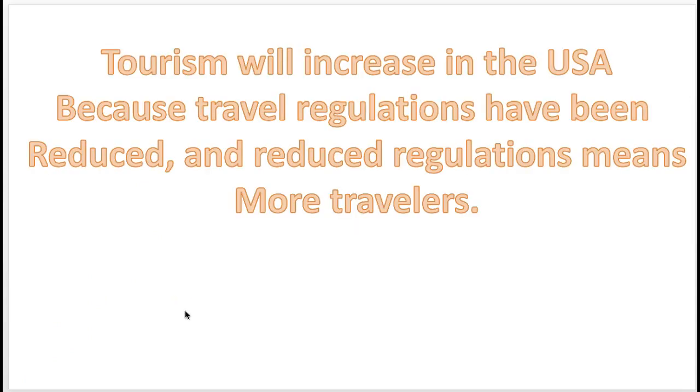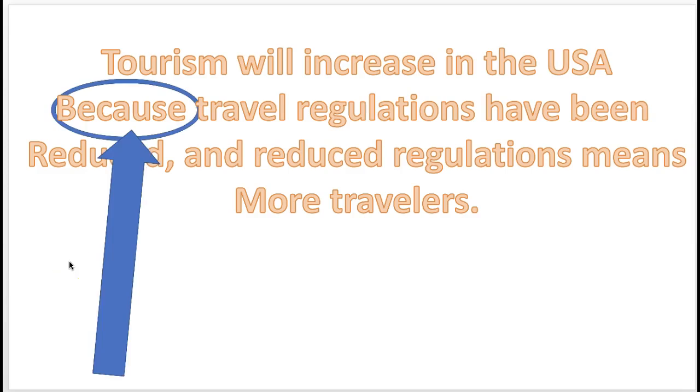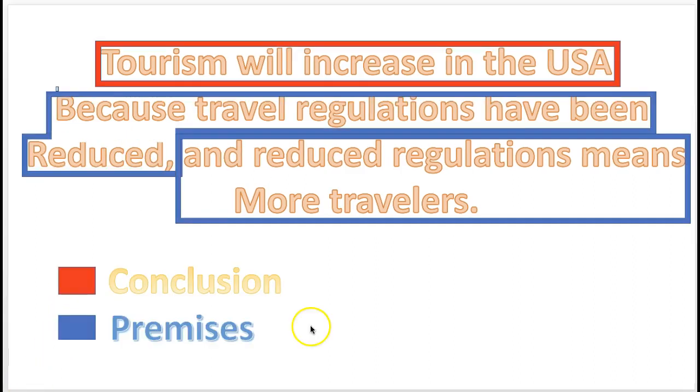Here's a practice question for you. Identify the premise and the premise indicator word. Tourism will increase in the USA because travel regulations have been reduced, and reduced regulations means more travelers. What is the premise and premise indicator word? The answer is, the premise indicator word is because. Now, identify the premise and conclusion. The answer is, very good. Here is the conclusion: Tourism will increase in the USA. The red box is the conclusion. And the two premises. Very good.